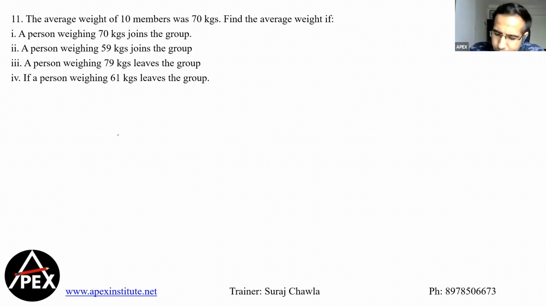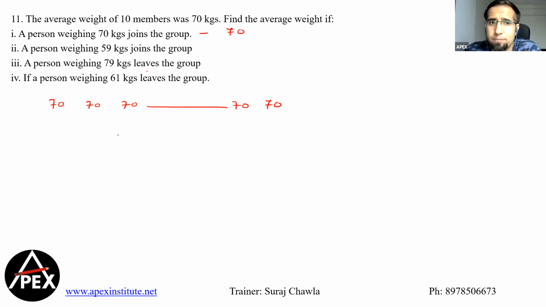Yep, let's see this, guys. So logic is quite simple. If 10 people have 70, 70, 70, 70, 70 with them, and a person of 70 joins, it does not make any difference. So the answer for the first one is 70. Clear?